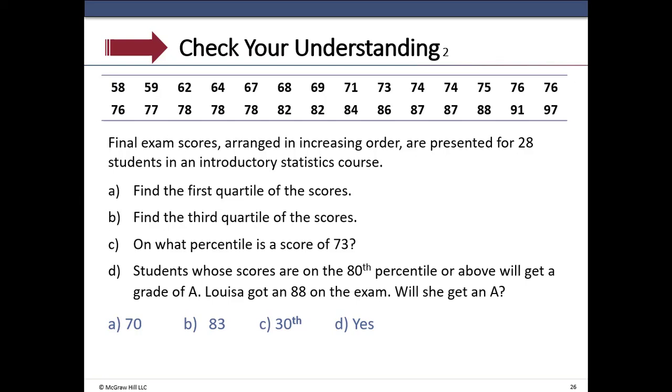That is, 91% of the numbers are below 88. So 88 is the 91st percentile. And if you get the 80th percentile or above, you are going to get an A. So she will get an A.